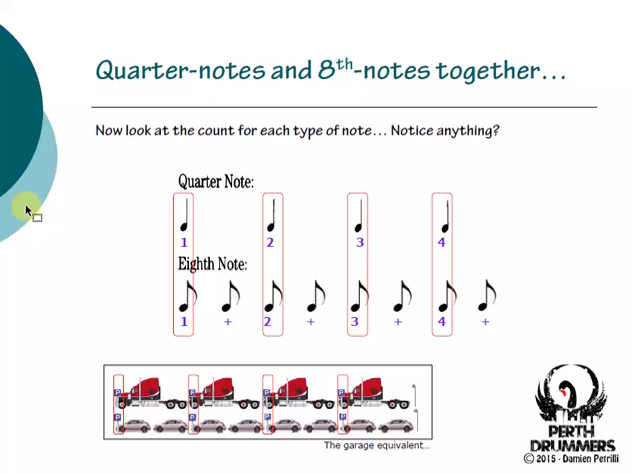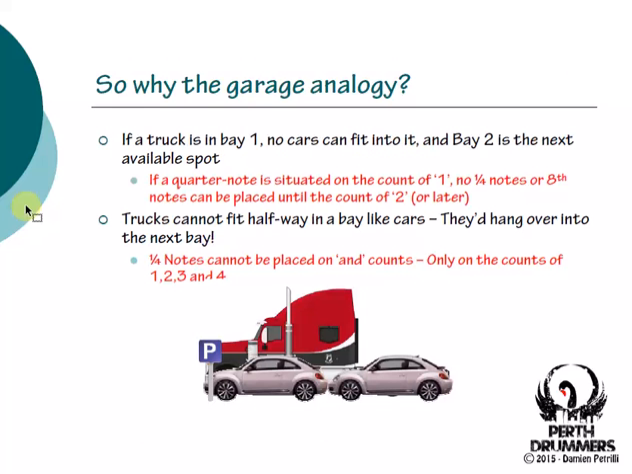All right, moving on. See how the numbers line up on each count. We've just explained that. Okay, if a truck is in bay 1, no cars can fit into it, and bay 2 is the next available spot. This is actually common sense, but it's very much overlooked once we drop the whole car and truck example and start looking at just pieces of music.